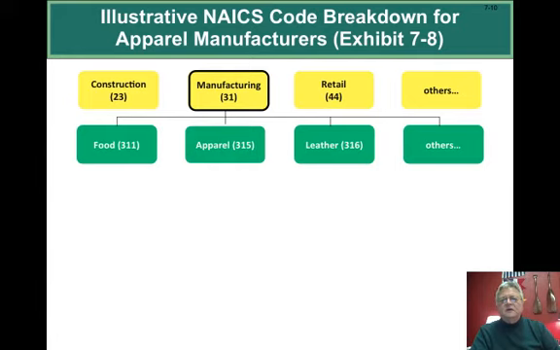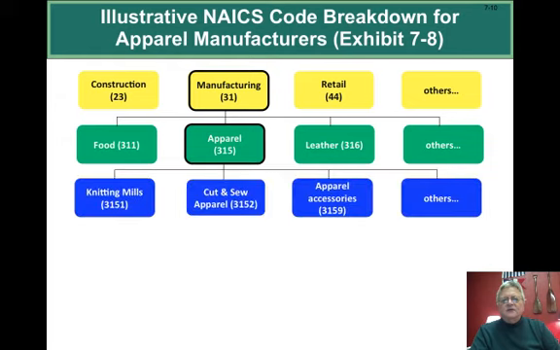Apparel manufacturing would be assigned another digit. They would be assigned 315. Notice food is 311. That's still in the manufacturing sector. Leather 316, and so forth.